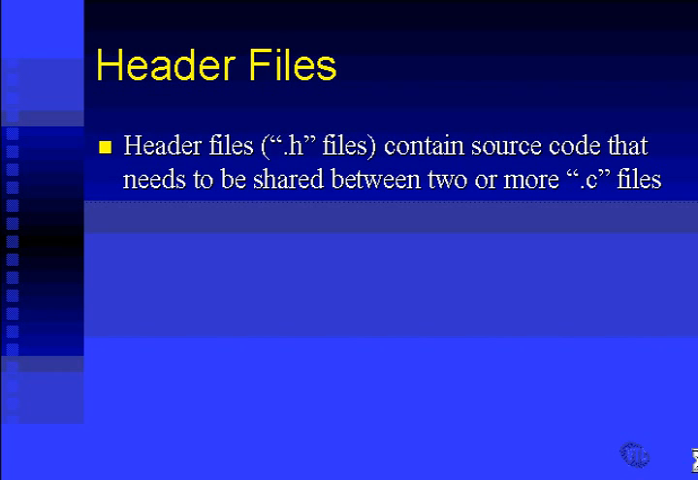Well, header files, or .h files, or include files, depending on what you want to call them, contain source code that needs to be shared between 2 or more .c files. What does that mean? Well, as I'm sure you can probably imagine, a given C project, a system that's being developed in C, will contain more than one .c file. In fact, it is most likely to, if it's an industrial package, might contain hundreds of .c files.